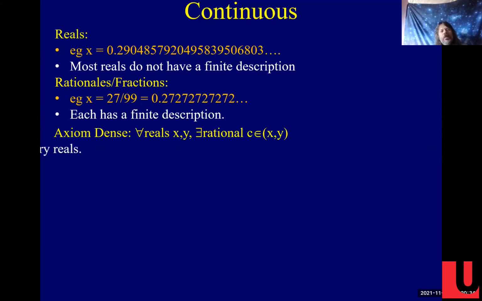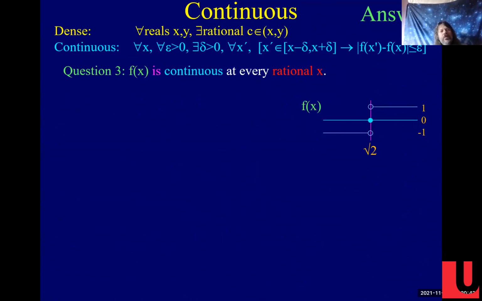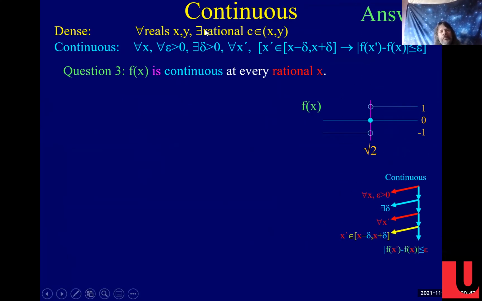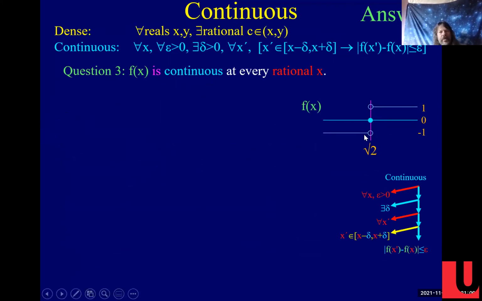All right, so we get these things. All right, so now we're trying to prove that... I thought it had little arrows here, but I don't know where my arrow went. But anyway, we want to show that f is continuous at every rational. All right, so what's our parse tree? Here's our continuous parse tree, the same one we did before. And we get our dense parse tree.